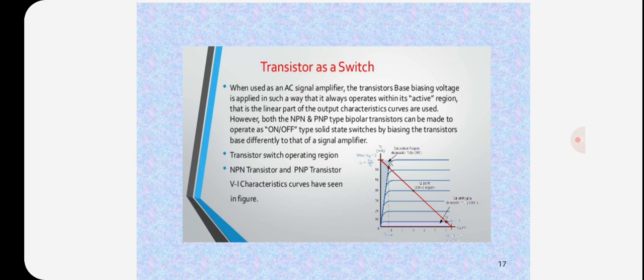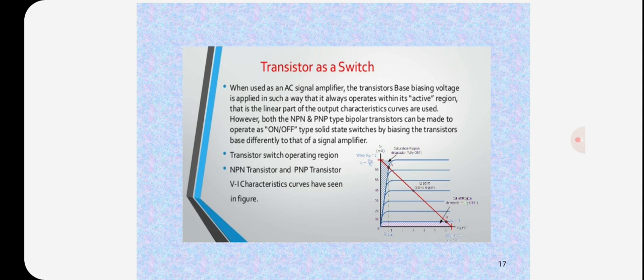During this condition, the collector emitter voltage VCE will be approximately equal to 0. That is, the transistor acts as a short circuit. For a silicon transistor, it is equal to 0.3 volts. Thus, collector current IC equal to VCC by RC will flow.